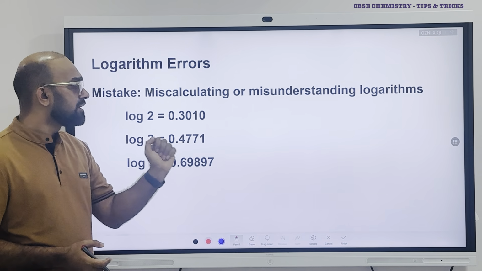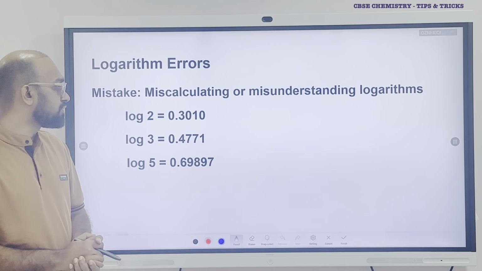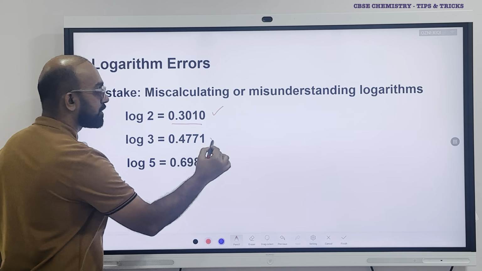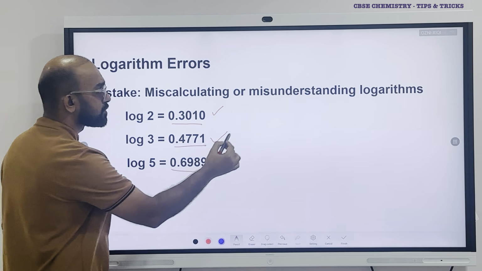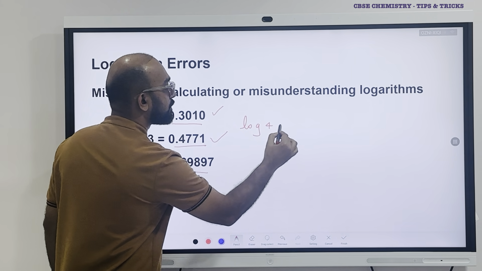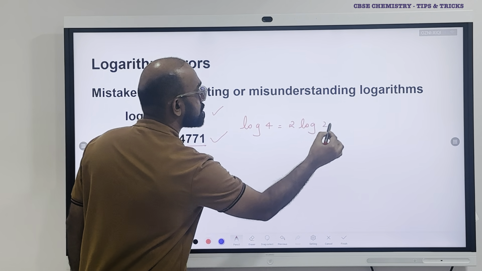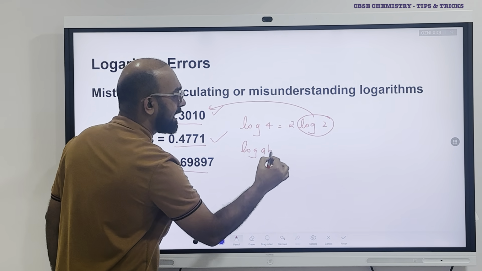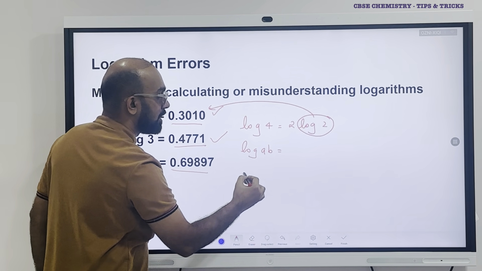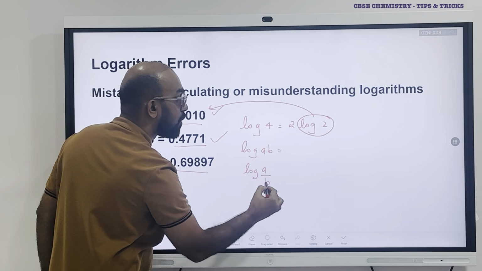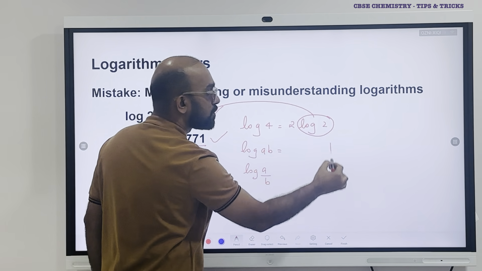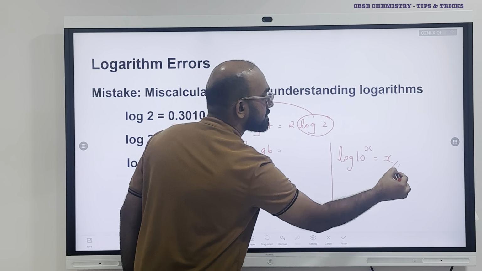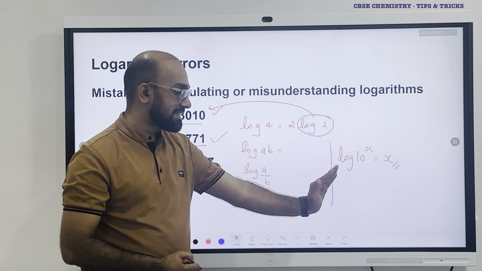See, there are possible logarithm errors. For avoiding that, you have to know basic logarithm calculations, and you must definitely know these values: the value of log 2, the value of log 3 and log 5. And also you know, right, log 4 means what? Log 4 is 2 log 2. So the log 2 value you already know from here. Now, basic calculations. For example, log AB is what? Log A plus log B. Log A by B is what? Log A minus log B. And also you must know log 10 raised to x. What is that? x. Okay, log 10 raised to x is x.